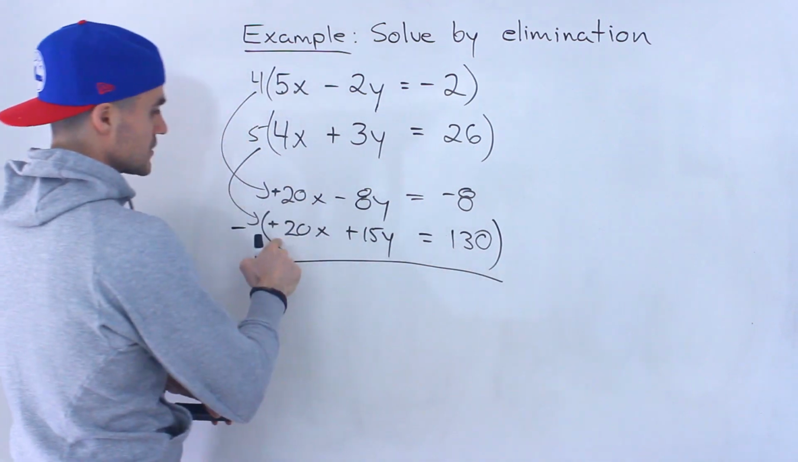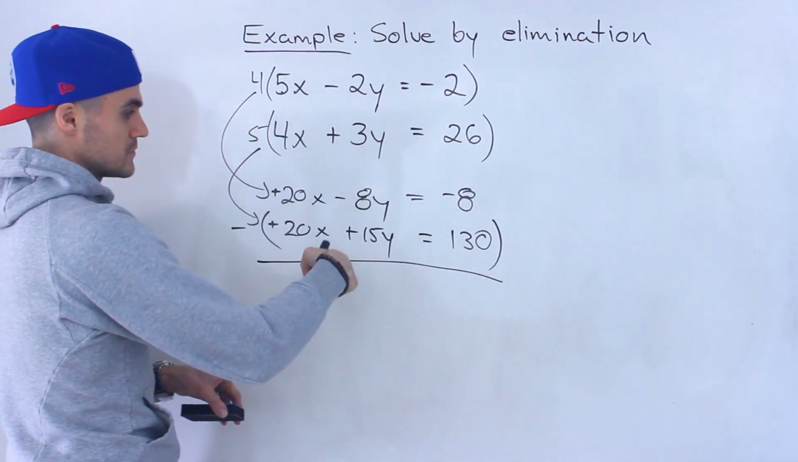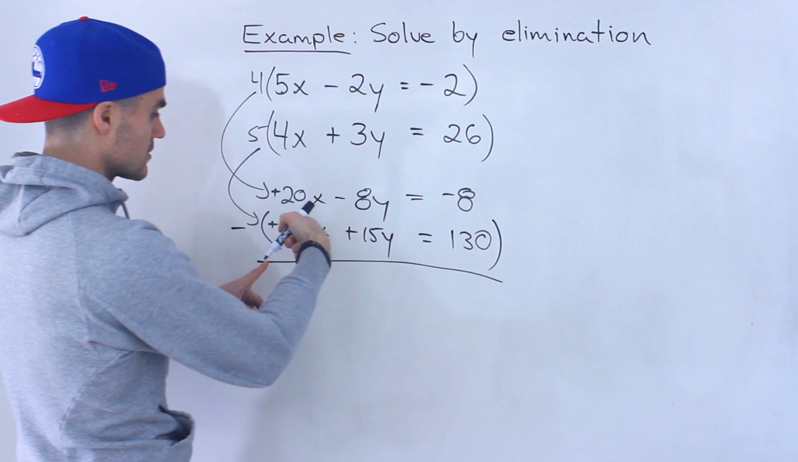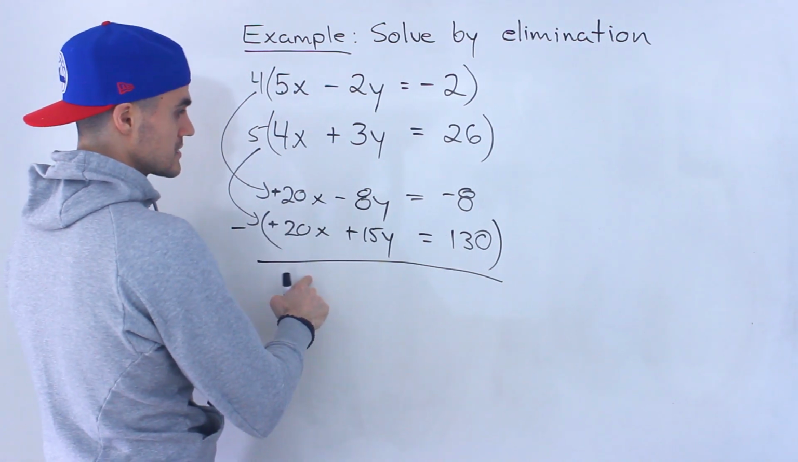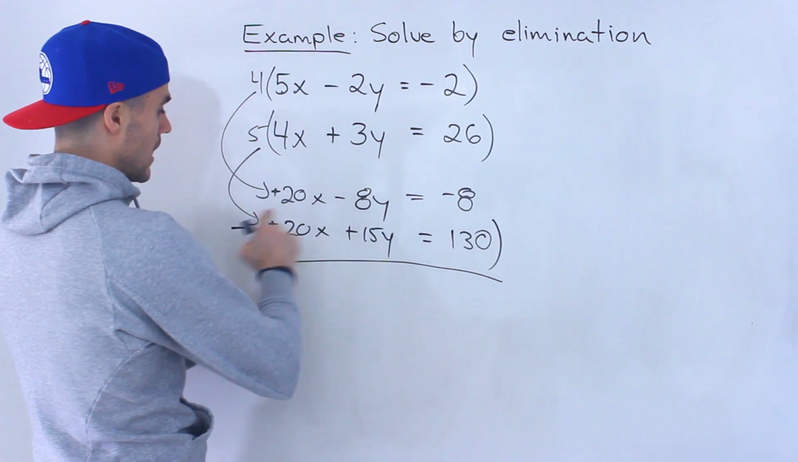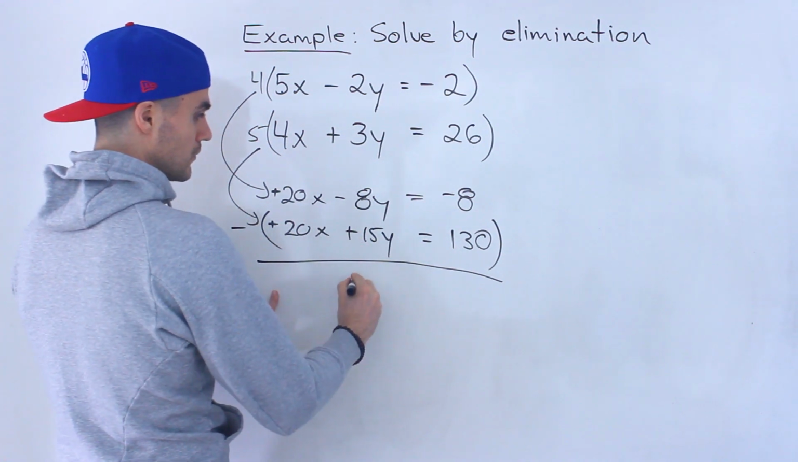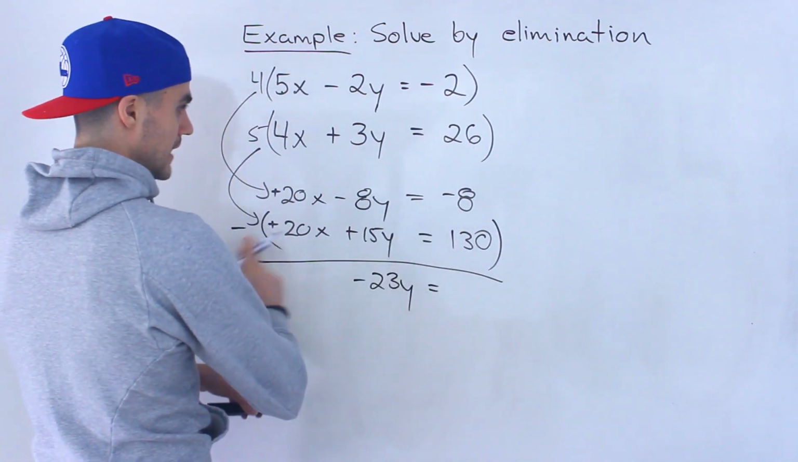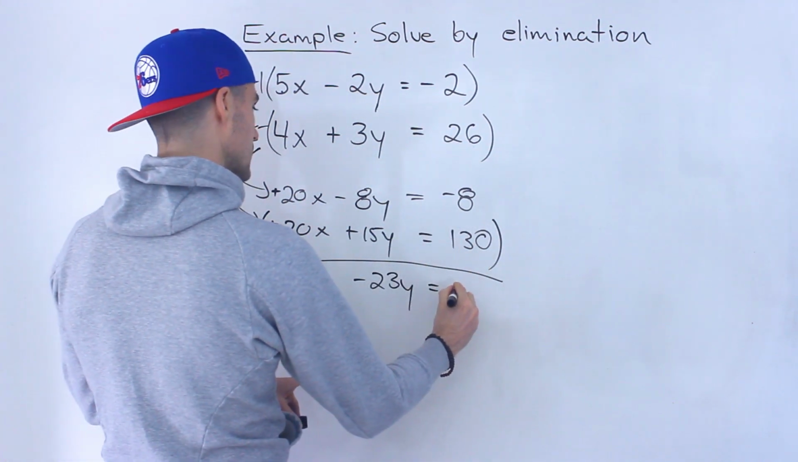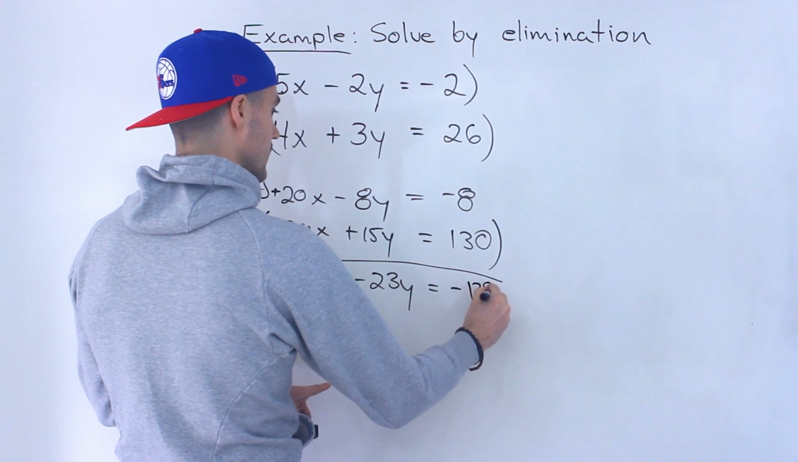Now, if these signs were different, then we would just add them to get rid of the x's. But since the signs are the same, we're subtracting. So 20x minus 20x gives us 0x, so those go away. Negative 8y minus positive 15y would give us negative 23y. And then negative 8 minus positive 130 would give us negative 138.